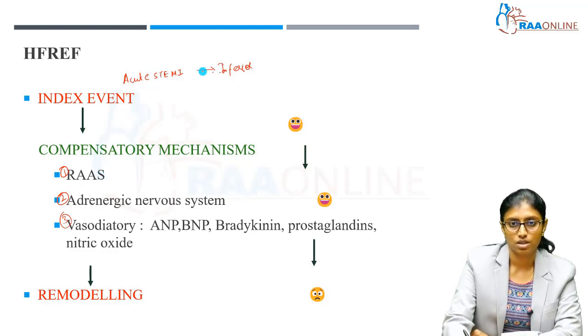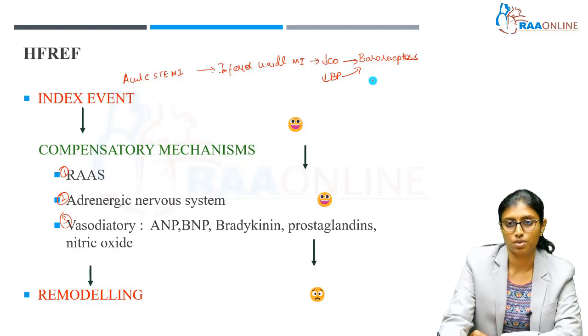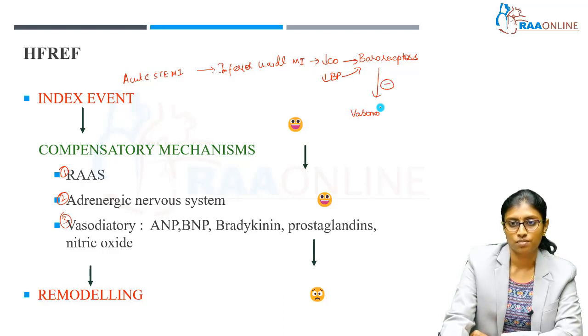When you have an acute ST elevation MI or an inferior wall MI as we discussed, the cardiac output is going to decrease, and this decreased cardiac output is going to stimulate the baroreceptors. You would have learnt about baroreceptors which sense the pressure changes. Because of reduced cardiac output, there is going to be reduced blood pressure that will be sensed by the baroreceptors. Normally the baroreceptors are going to have an inhibitory activity on the vasomotor center which is there in the brain. Normally, this is what happens. So normally they will have an inhibitory effect on the vasomotor center, which means there is going to be decreased sympathetic activity. This is what is happening normally to maintain homeostasis.